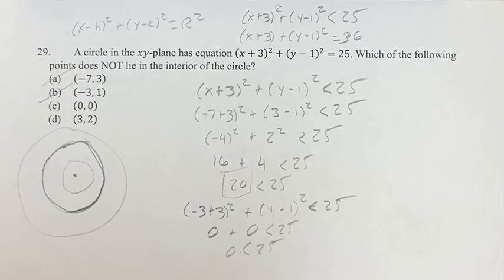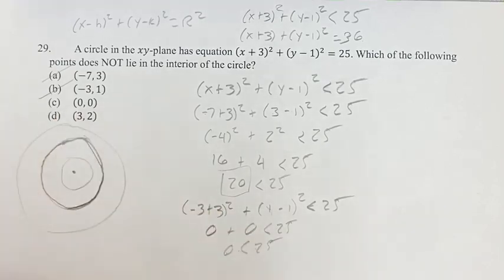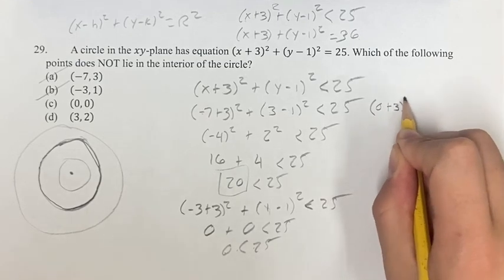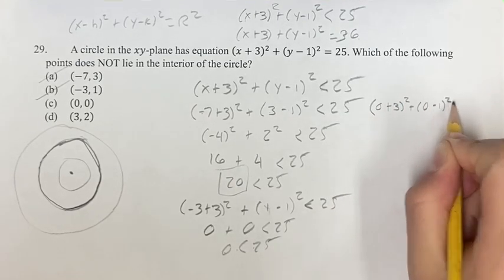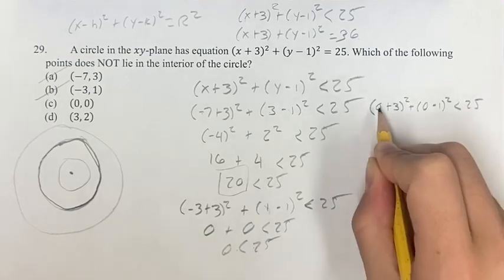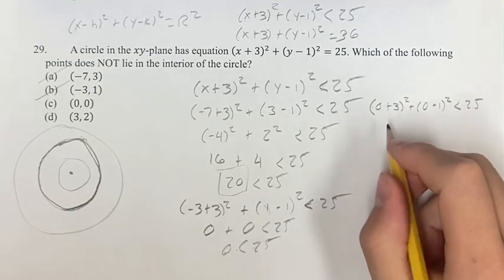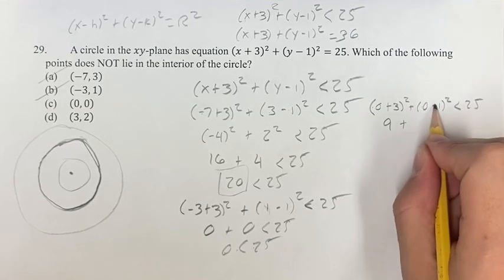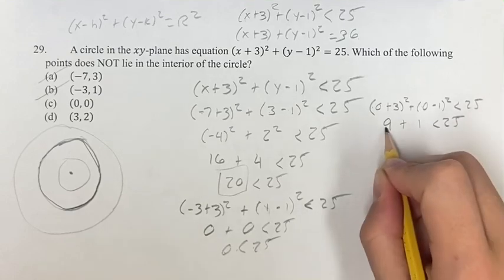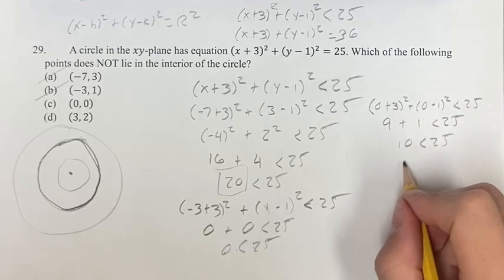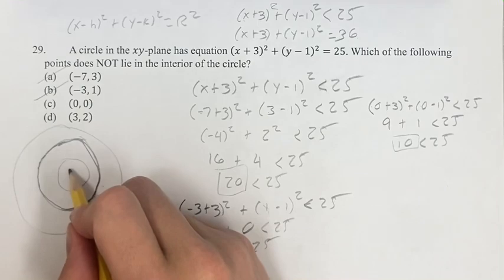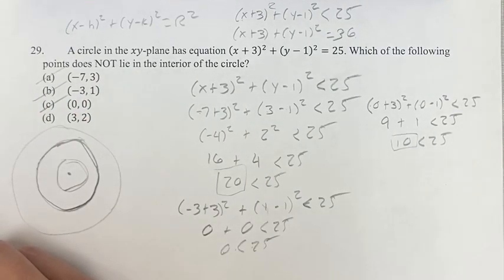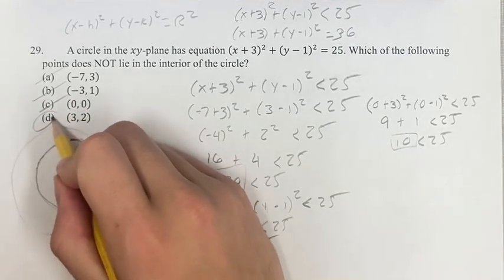Then moving to our next point, the origin, x is 0 and y is 0, so we have (0 + 3)² + (0 − 1)² is less than 25. 0 plus 3 squared is 9, plus 0 minus 1, −1 squared is 1. 9 plus 1 is 10, which is less than 25. It's on some smaller circle. C is good, and therefore, without checking, we know that D must be our answer.